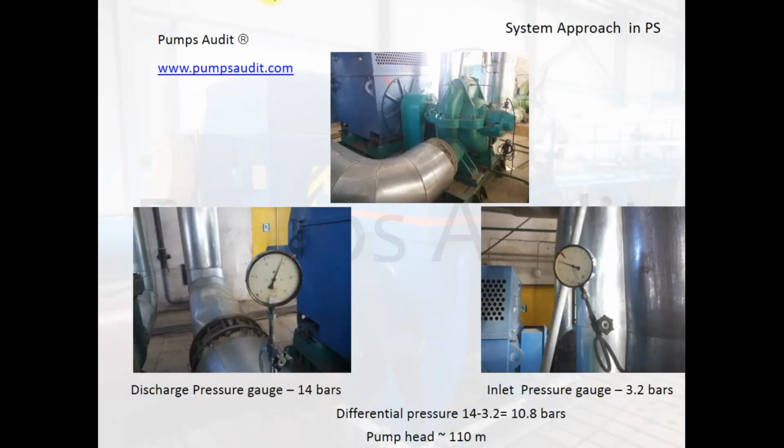Let's consider a real example which demonstrates why you cannot concentrate only on the pump and why it is so important to define the boundaries of the pumping system right. During the assessment, the operation of a double suction pump was examined. The pump circulated hot water in a district heating system. The discharge pressure was 14 bars. The inlet pressure was 3.2 bars. The pump head corresponding to the pressure was 110 meters.